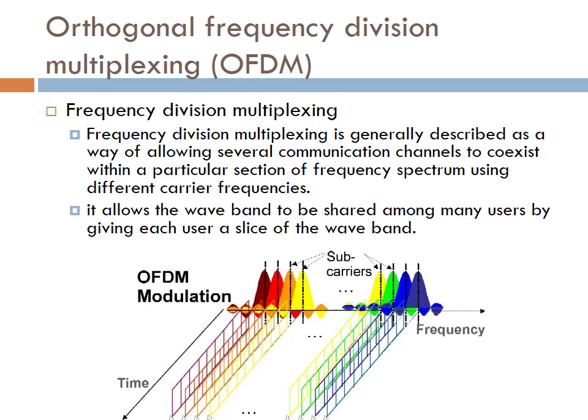Let's start now with orthogonal frequency division multiplexing, or OFDM. Frequency division multiplexing is usually described as a way of allowing several communication channels to coexist within a particular section of frequency spectrum using different carrier frequencies. It allows the waveband to be shared among many users by giving each user a slice of the waveband.